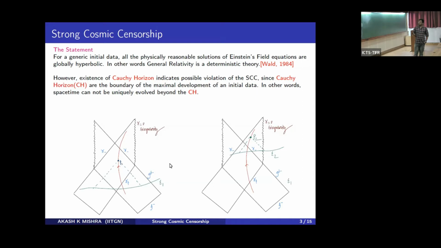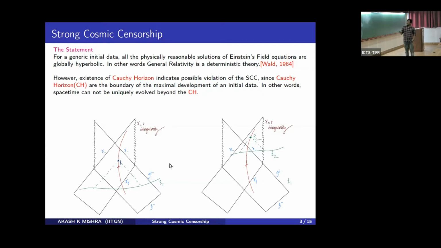If you concentrate on the point P1, the physics at point P1 is determined by giving initial data on this sigma 1 slice, which, if you draw the past domain of dependence from P1, you will end up in this slice. You give initial data on sigma 1, and you should be able to predict what happens at P1. Now, if the point is inside the Cauchy horizon, this point P2, you can see that the past domain of dependence overlaps with the singularity. Now you cannot give initial data at the singularity because you do not know what the spacetime is there.